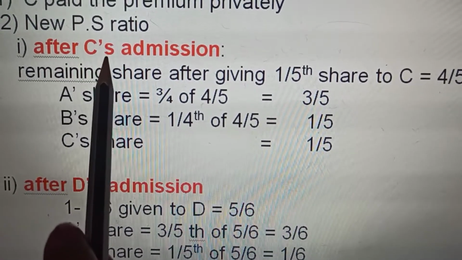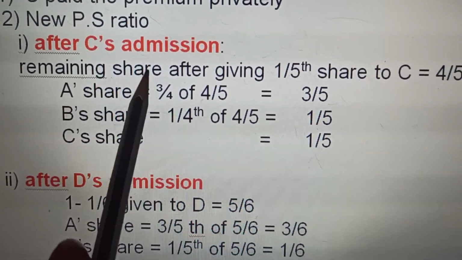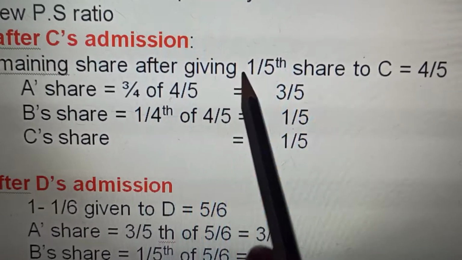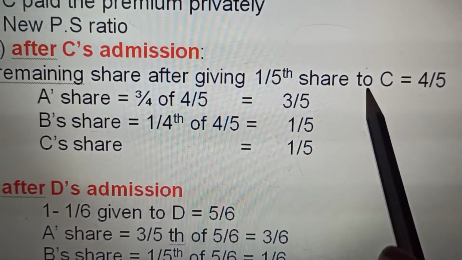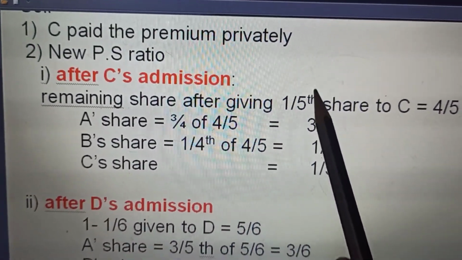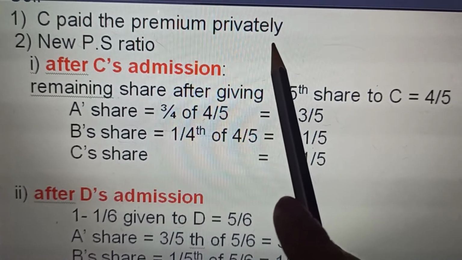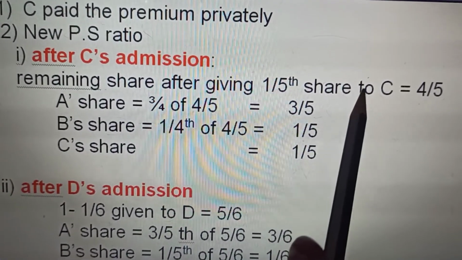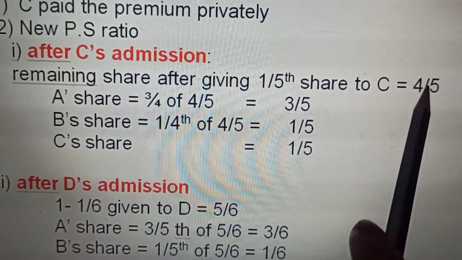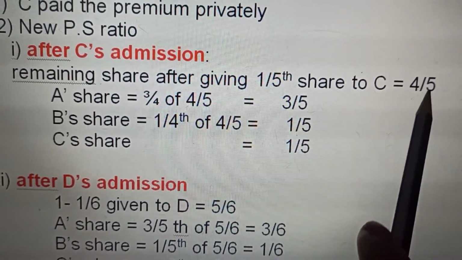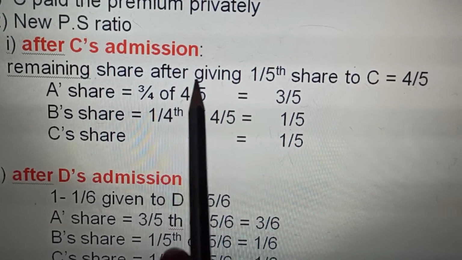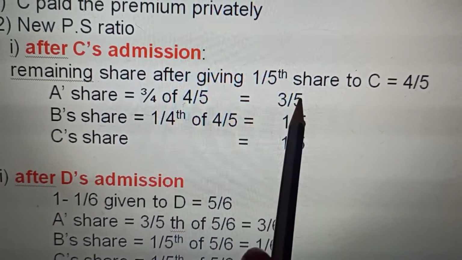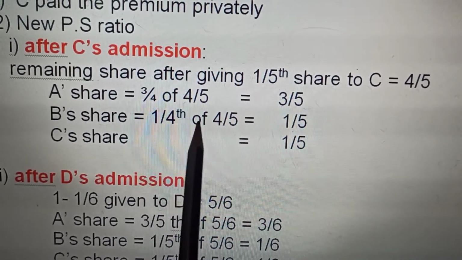After C's admission, the remaining share after giving 1/5 share to C. C has brought the premium privately. 1/5 share has been given to C. The share left for A and B is 4/5. Now A's share is 3/4 of 4/5, that is 3/5 share. B's share is 1/4 of 4/5.